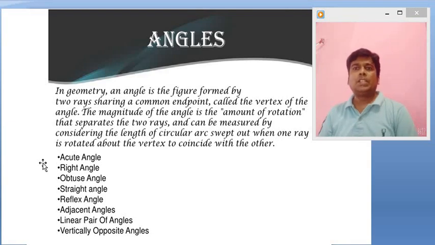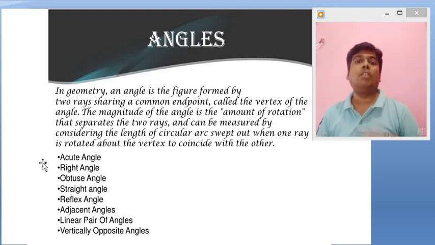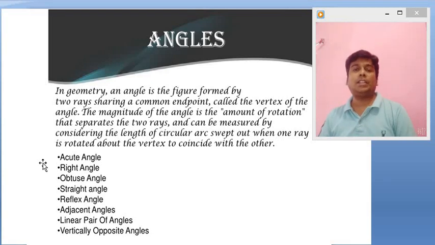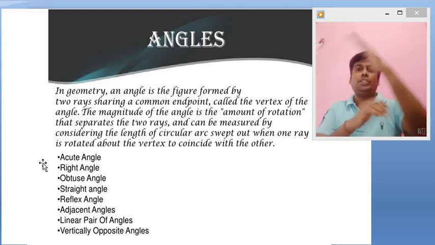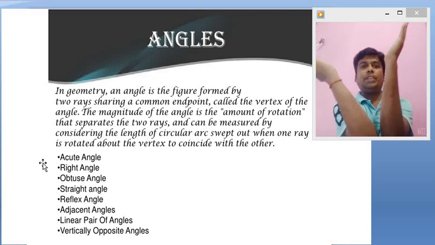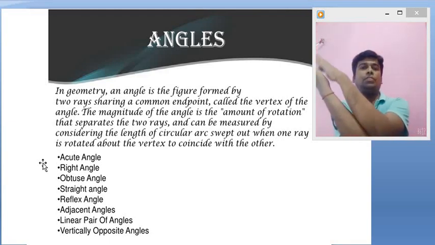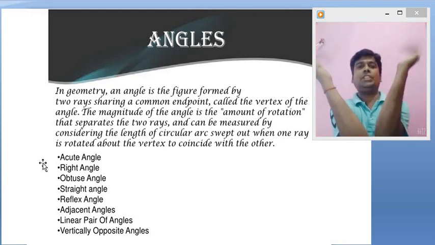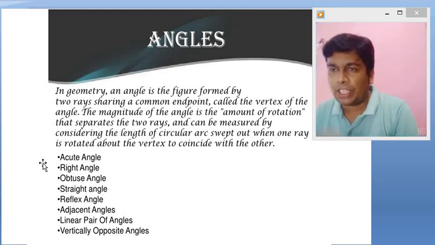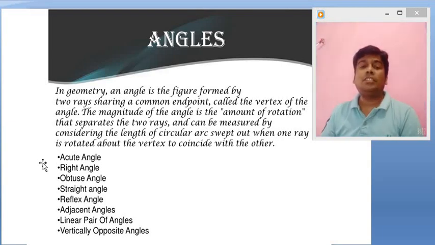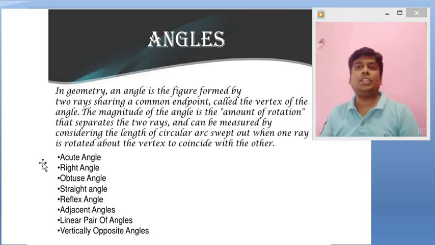Okay. So the magnitude of angle is what? Magnitude means what is the value? Means if it is of 30 degrees or 60 degrees or 90 degrees. Understand? So these are the two arms. If one arm is fixed and one is rotating, how much it has rotated? See here, the amount of rotation is called the magnitude of angle.